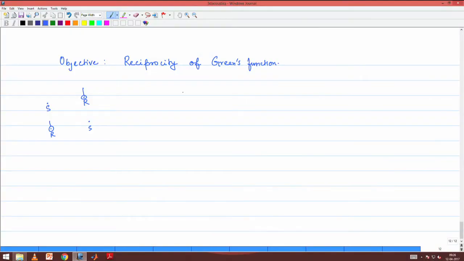With that intuitive understanding, let us now look for a little more formal understanding. So, what we are looking for is that the Green's function at y1 when the source is located at y2 must be the same as the Green's function at y2 when the source is located at y1. This is what we are required to prove.